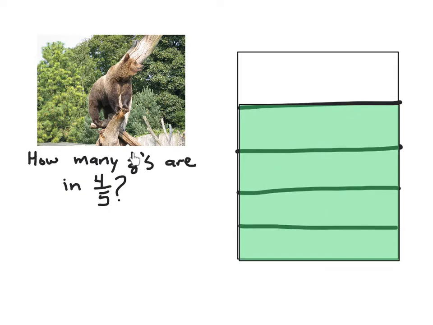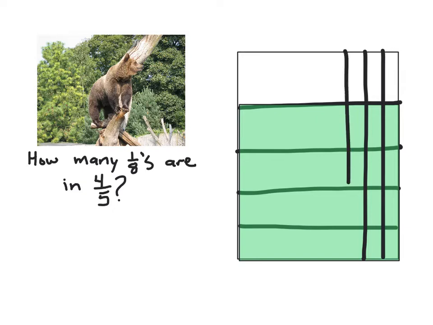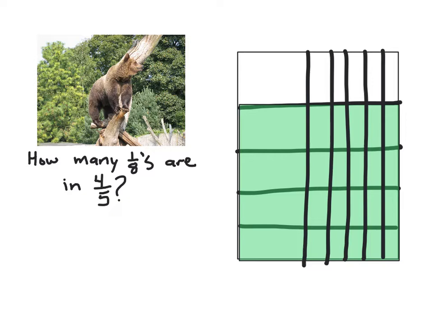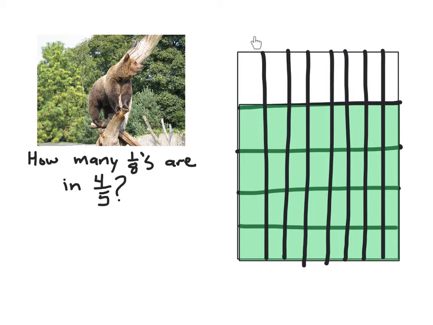Now, she divides them into 1/8 parts, right? Well, if I want 8 parts, that means I'm going to draw 7 lines going up and down. So I'm going to go 1, 2, 3, 4, 5, 6, and 7 lines. That should give me 8 parts. Let's double check. Got 1, 2, 3, 4, 5, 6, 7, and sure enough, 8 parts.